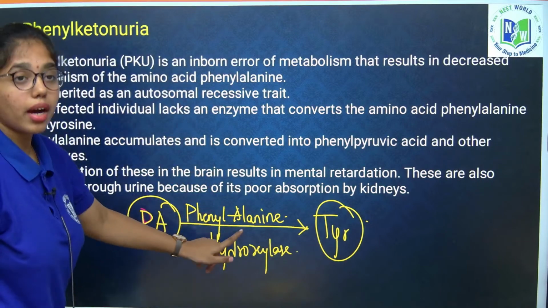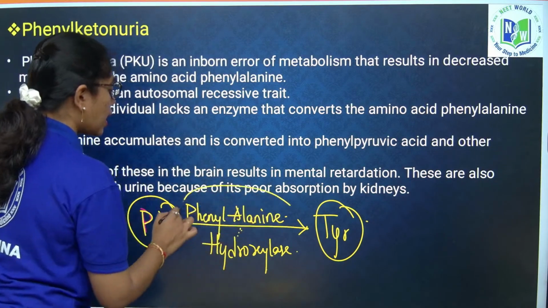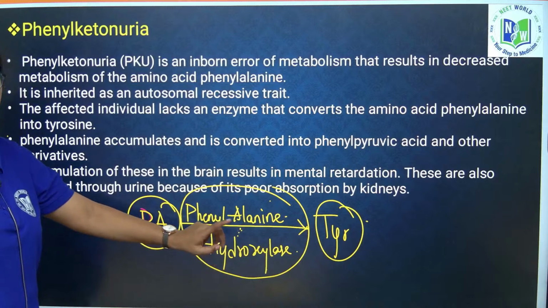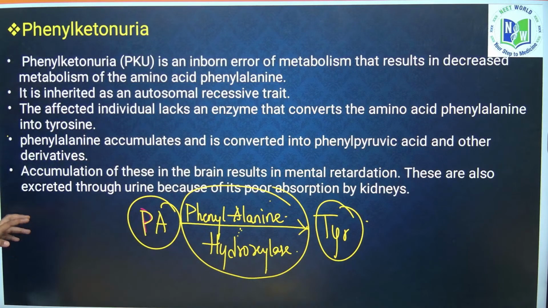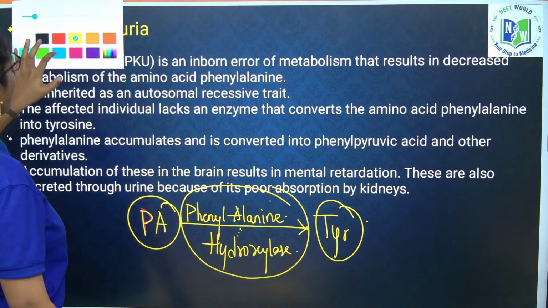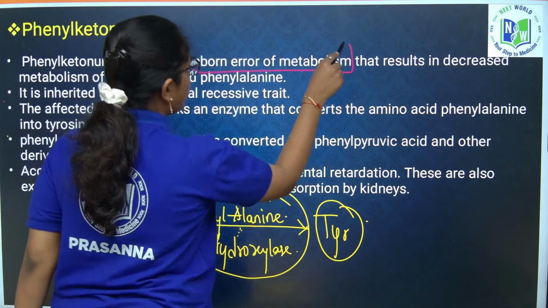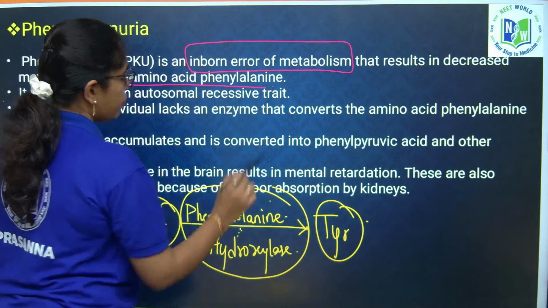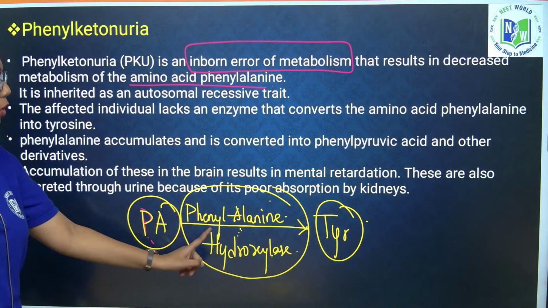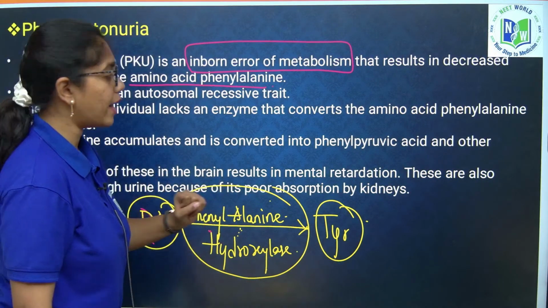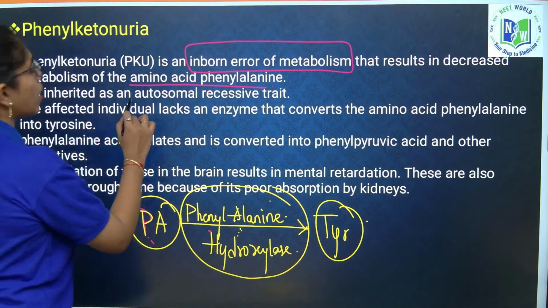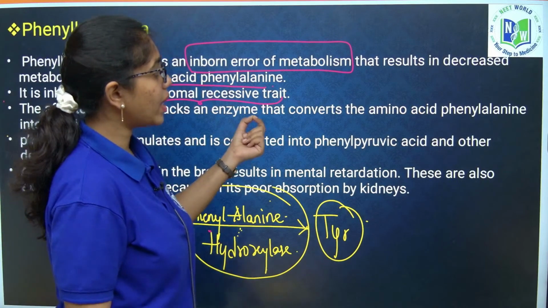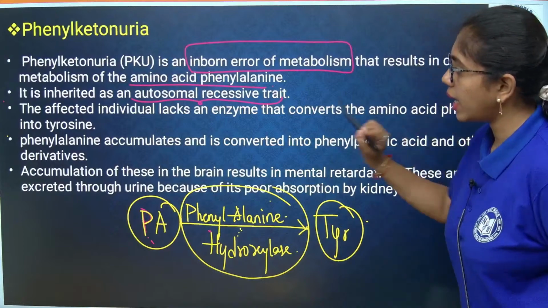If mutation occurs for this one enzyme, there are so many symptoms caused just because of the mutation of this single enzyme or protein. Now let us understand it better. Phenylketonuria is an inborn error of metabolism that results in decreased metabolism of the amino acid phenylalanine, because of the absence of the enzyme phenylalanine hydroxylase. This is inherited as autosomal recessive. The affected individual lacks an enzyme that converts the amino acid phenylalanine to tyrosine.